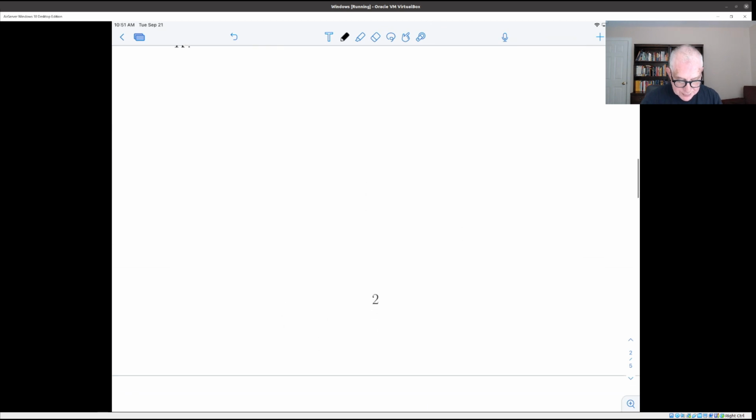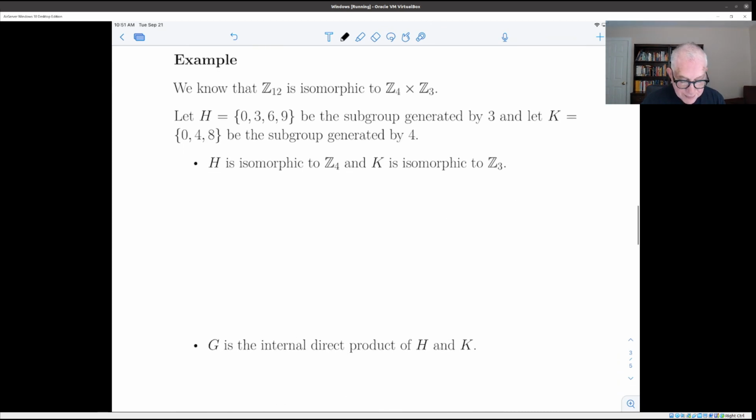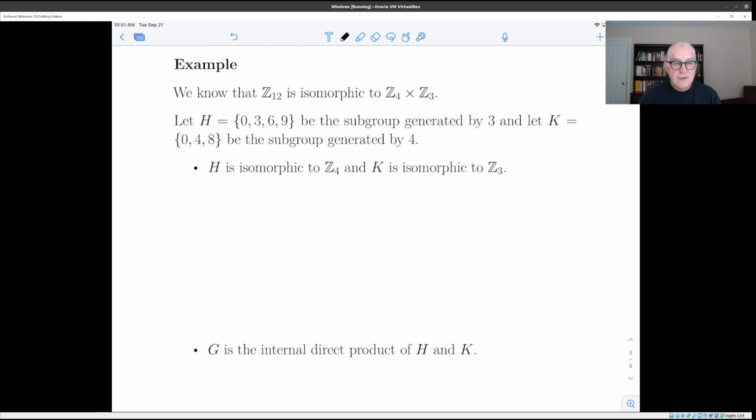And for an example, let's skip ahead and look at an example. So we know from our earlier work that Z12 is isomorphic to Z4 cross Z3. That followed from our earlier discussion of direct products. But let's take the subgroups H to be the multiples of 3 and K to be the multiples of 4. So this group H has 4 elements and it's cyclic, so it's isomorphic to Z4. And this group K has 3 elements, and it's cyclic, so it's isomorphic to Z3.